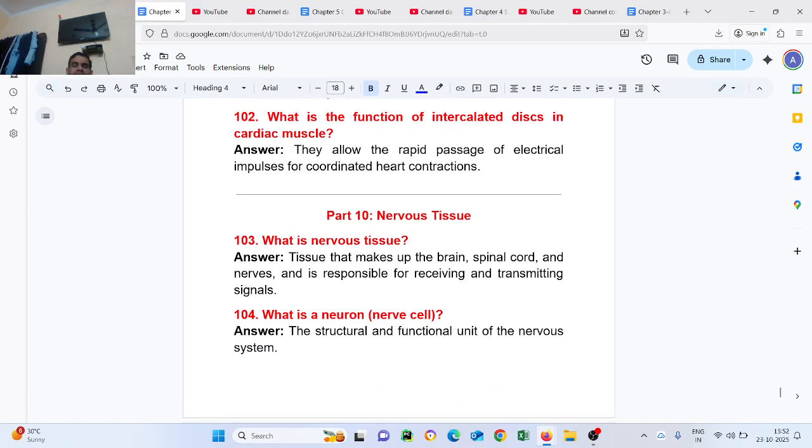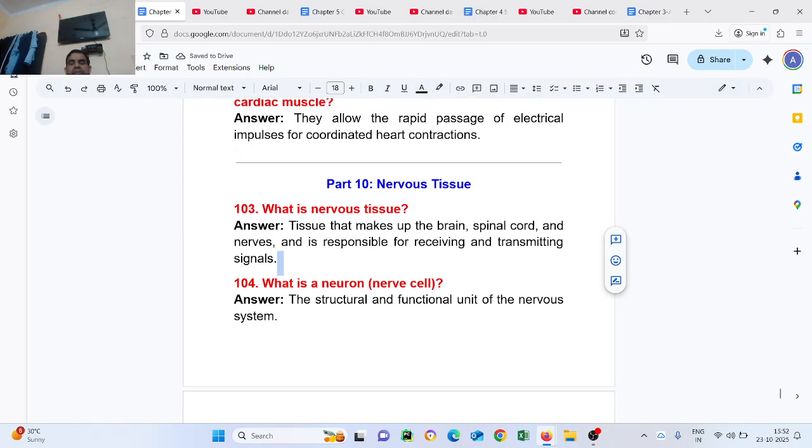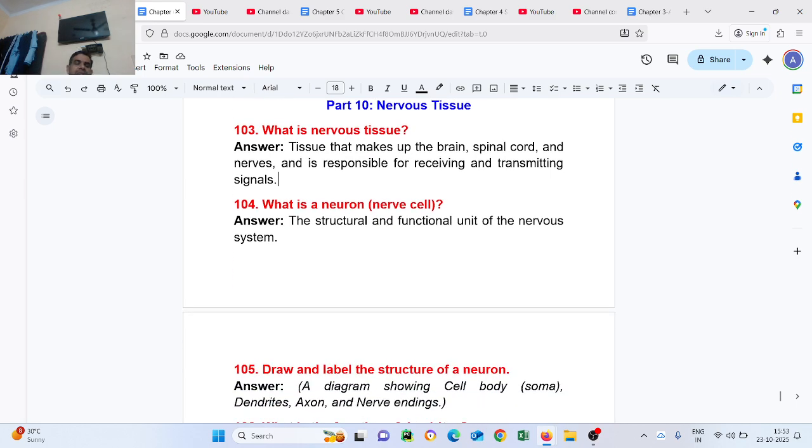Now part 6, nerve tissue. Question number 103. What is nerve tissue? Tissue that makes up the brain, spinal cord, and nerves and is responsible for receiving and transmitting signals is called nerve tissue.